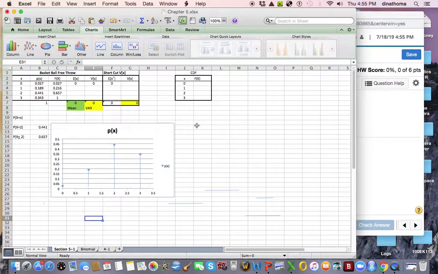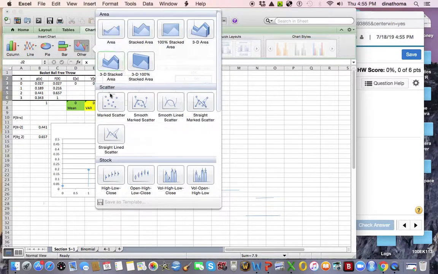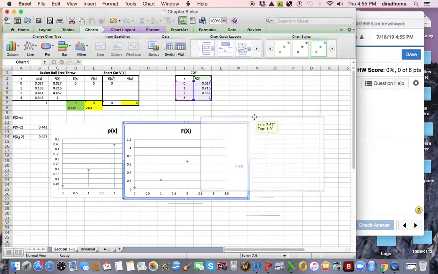Now, if I want to graph my CDF, I just set it equal to my previous values, because you have to have your columns next to each other. If you do not, it's not going to work. So, same thing again: I can highlight, insert a scatter, and there is my CDF.